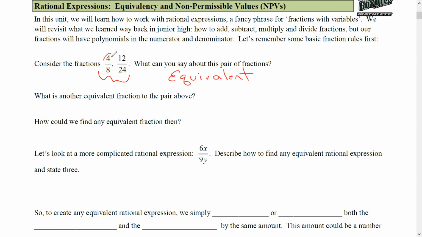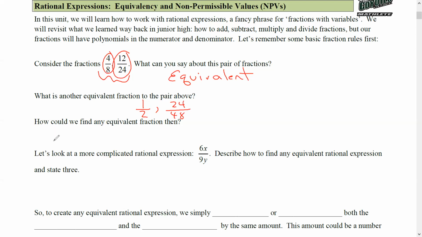Okay, well, a lot of people right off the bat say, if I look at 4/8, I can simplify that down to a half because I divided numerator and denominator both by the same thing, by 4. I could also, instead of dividing, multiply by the same amount. I could multiply both top and bottom by 2. So 24/48.